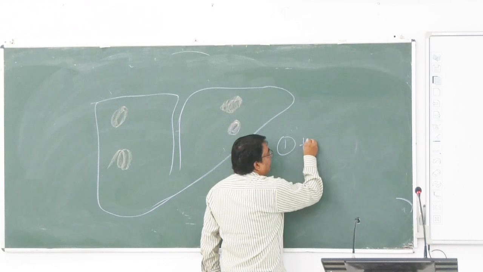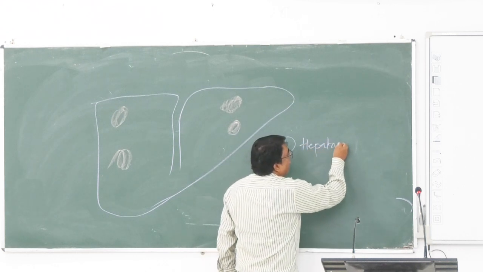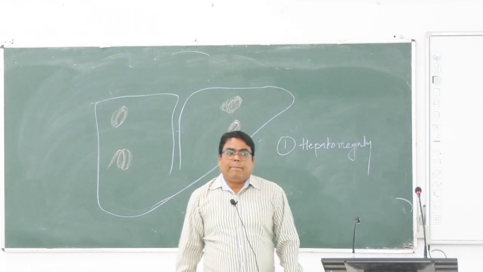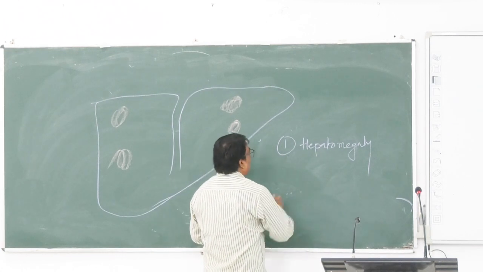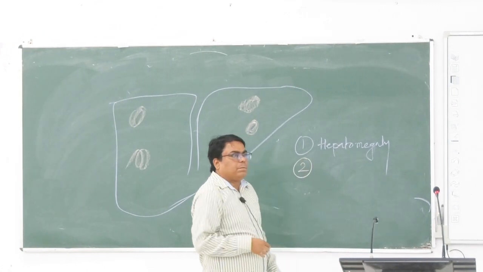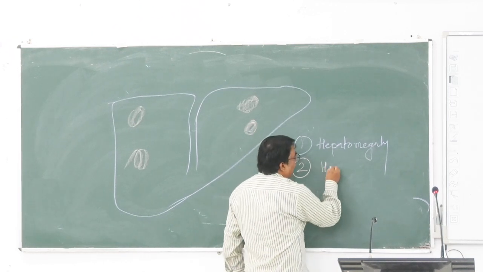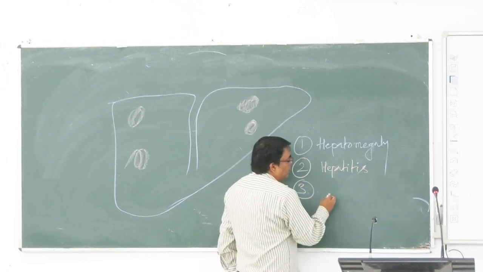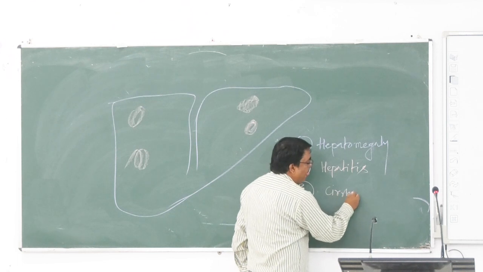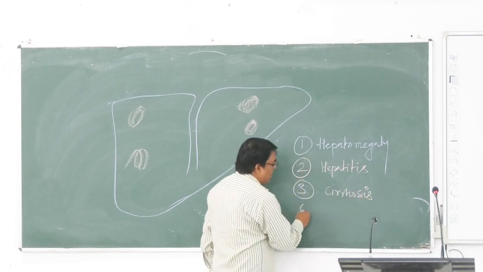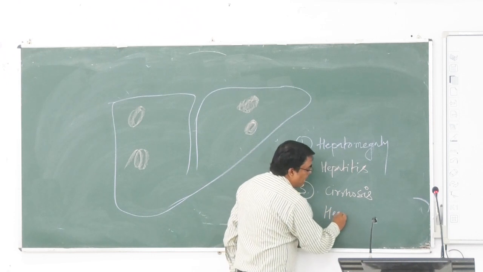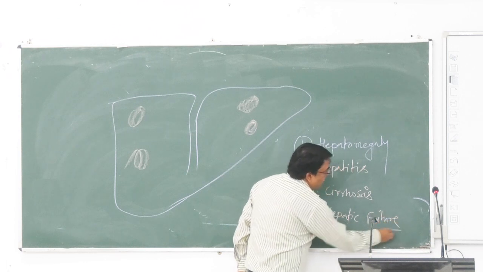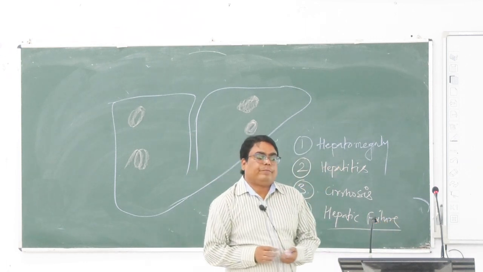And they can produce many other symptoms like hepatomegaly, that is enlargement of the liver, hepatomegaly, okay. If it is pronounced, it can cause hepatitis, cirrhosis, and hepatic failure. Hepatic failure. Okay.